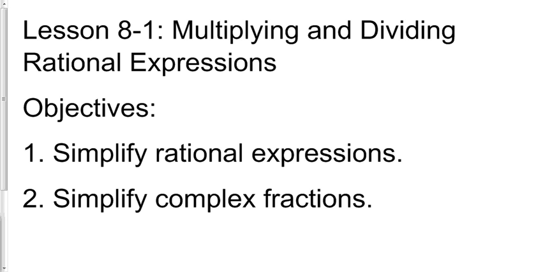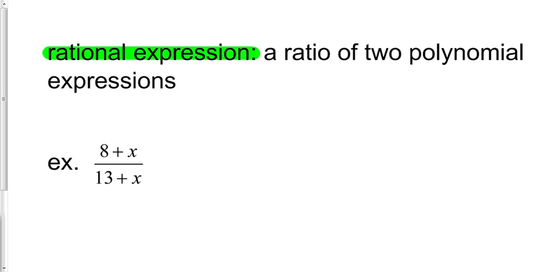8-1, multiplying and dividing rational expressions. So a rational expression is a ratio of two polynomial expressions. A ratio means it's a fraction. Polynomial means it typically involves a variable like x. So here's an example, 8 plus x over 13 plus x.